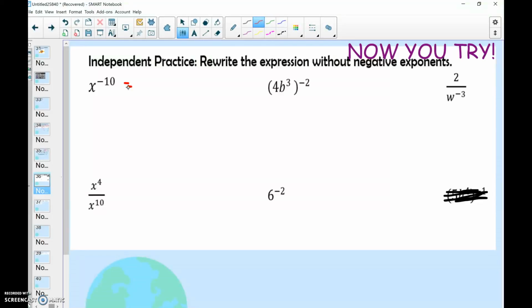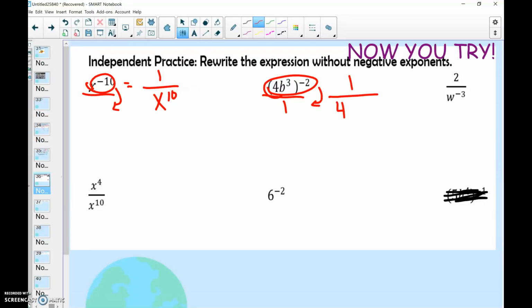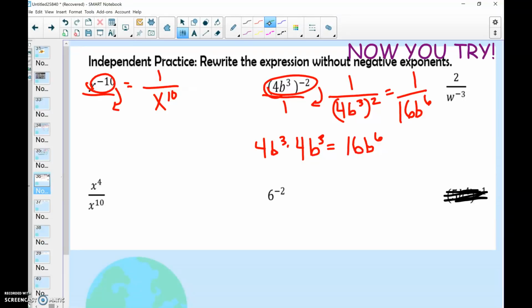Alrighty. First one should be 1 over x to the 10th. Pretty basic for that one. Just cross the line, change the sign, bring it down to the bottom. This one, the whole group has to move down to the bottom. So it's really 1 over 4b to the 3rd, whole thing squared. Notice I changed the sign, didn't change any of these signs. If I simplify that out, 4b cubed times 4b cubed is 16b to the 6th, because I'm adding those 3's, multiplying those 4's. So really this whole thing is 1 over 16b to the 6th.